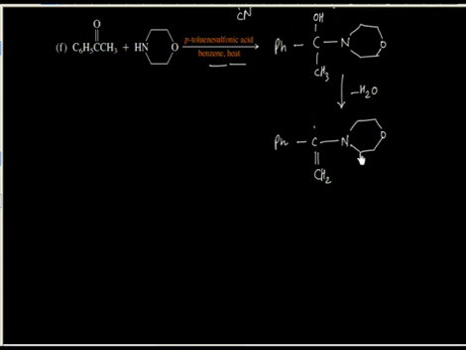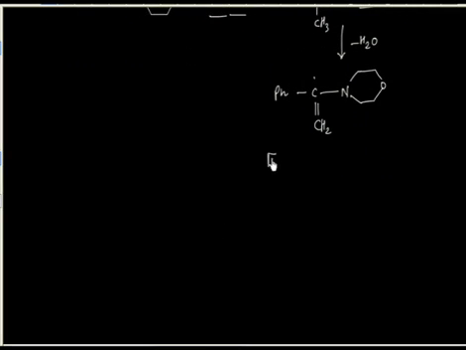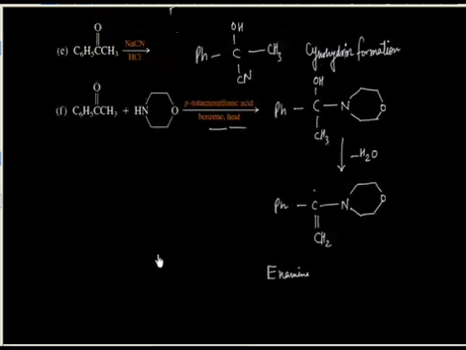So this product is basically called an enamine. So this is enamine formation. It is an ene plus amine, and that's why this is called enamine. Are you getting? So a secondary amine with an aldehyde or ketone gives an enamine. So you can remember, this is basically a secondary amine.